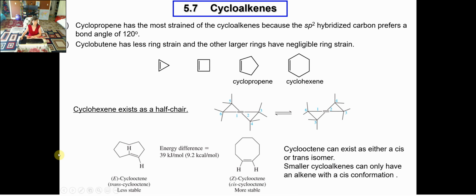And then about the cycloalkenes, how do we name them? You are essentially naming it as the cycloalkane. So this 3-membered ring compound you call cyclopropene, the fourth one cyclobutene, then cyclopentene, cyclohexene. And your cyclohexene actually exists as a half-chair structure. If you have bigger ones, say cyclooctene, you can have the E configuration, trans configuration, and you also can have the Z configuration. What we found is that the cis cyclooctene was more stable.